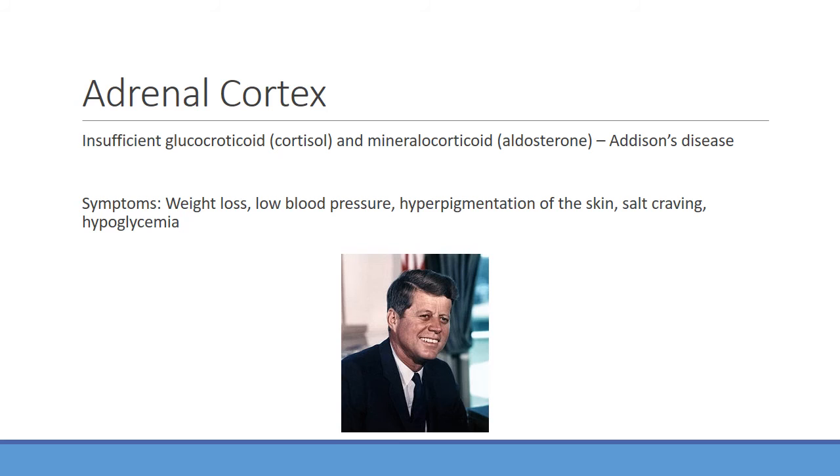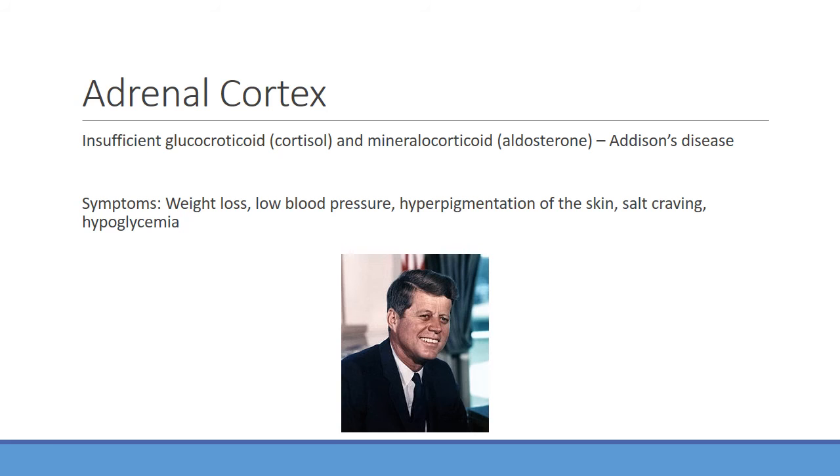So you've got insufficient cortisol or aldosterone. We call this Addison's disease. JFK was actually a famous Addison's patient. Basically, by having this, you can see things like low blood pressure, weight loss. You also have some hyperpigmentation of the skin that can occur due to this.